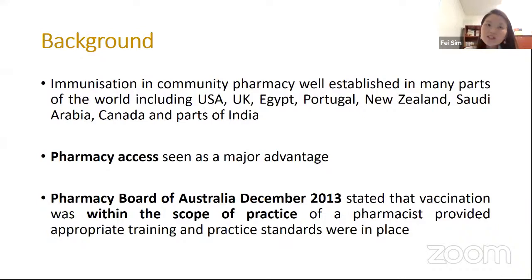So in Western Australia, we were only able to vaccinate people starting from 2014, so about 6 years ago. But prior to that, immunization in the pharmacy is something that has been done in other parts of the world, including in the USA, in the UK, in Egypt, in Portugal, in New Zealand, in Saudi Arabia, in Canada, and in some parts of India. Pharmacists have been administering vaccines for a long time, but it became a new thing in Australia in 2014.